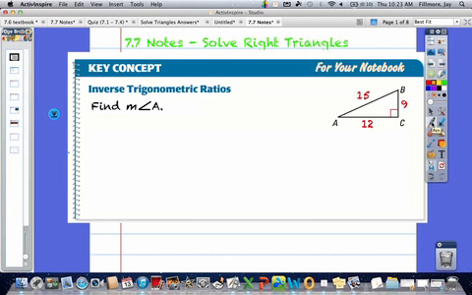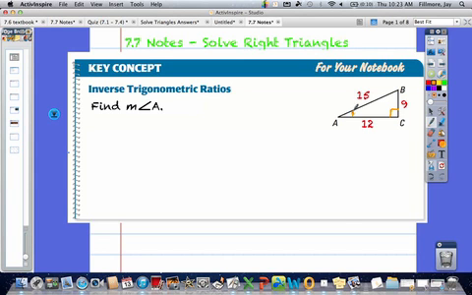Well, we know how to use the Pythagorean theorem in special right triangles to solve for missing sides. We know how to use the triangle sum theorem to solve for missing angles. But what if we only know one angle? How can we find the other two? Well, that's where today's lesson comes in handy. We're using inverse trigonometric ratios.